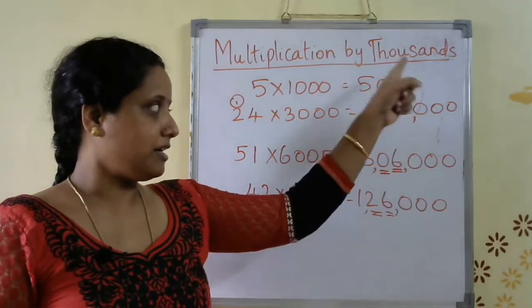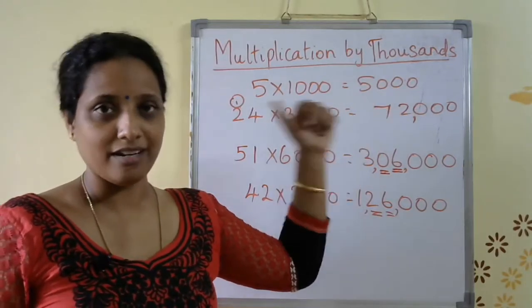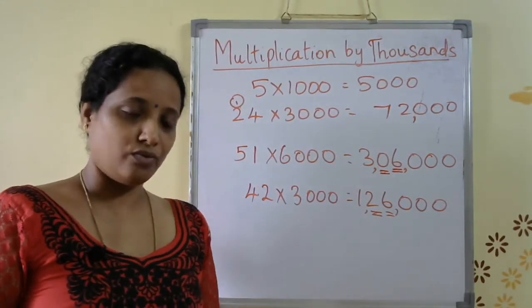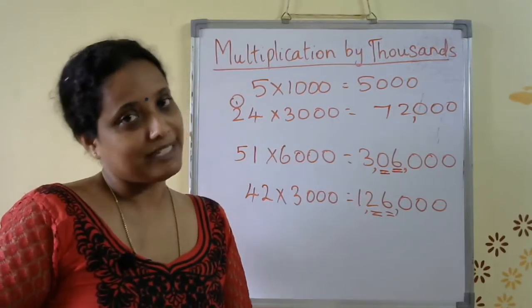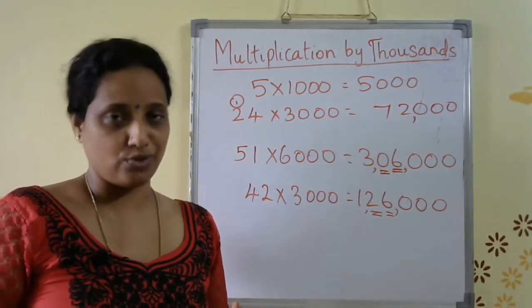And as you saw, the ones place, tens place and hundreds place, all three remain zeros. Hope you understood ones, tens and hundreds multiplication. Sorry, tens, hundreds and thousands multiplication. How to do that one.